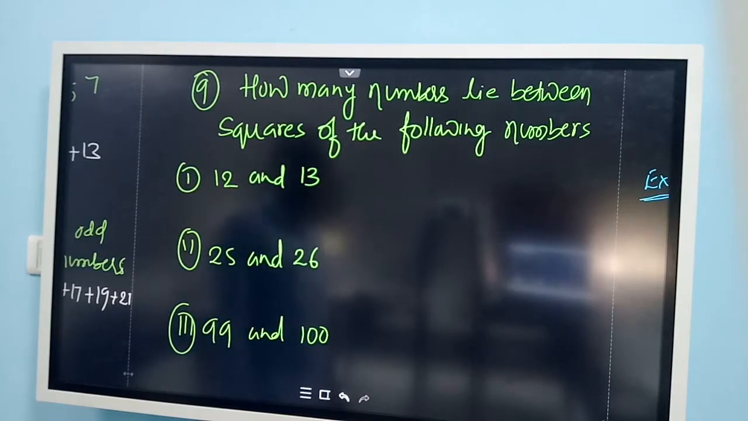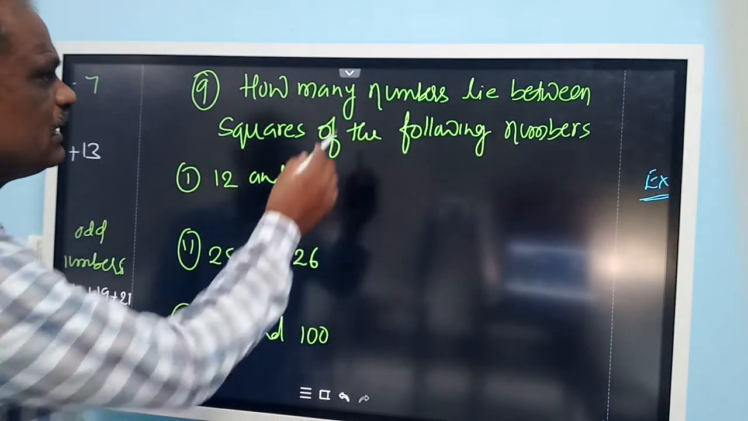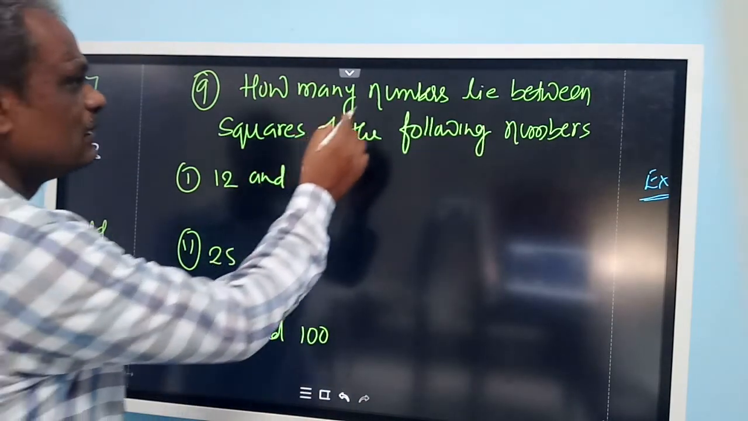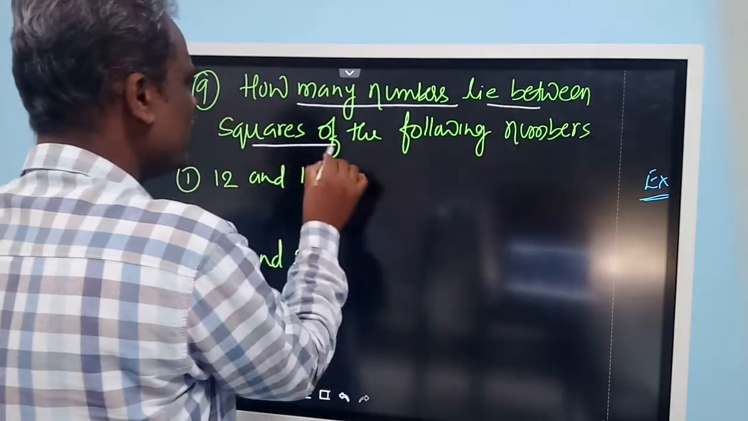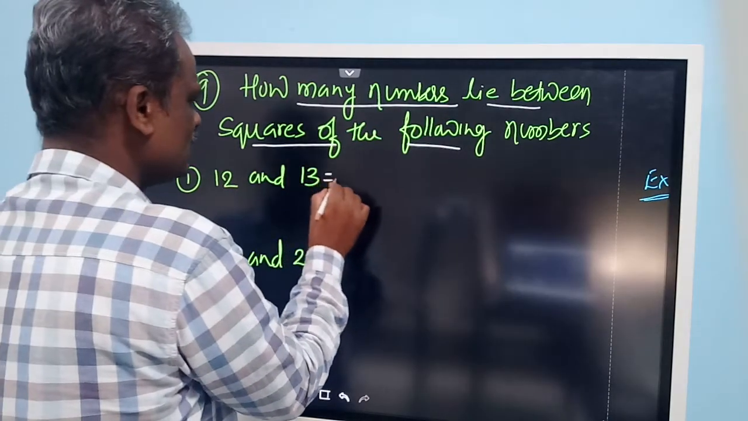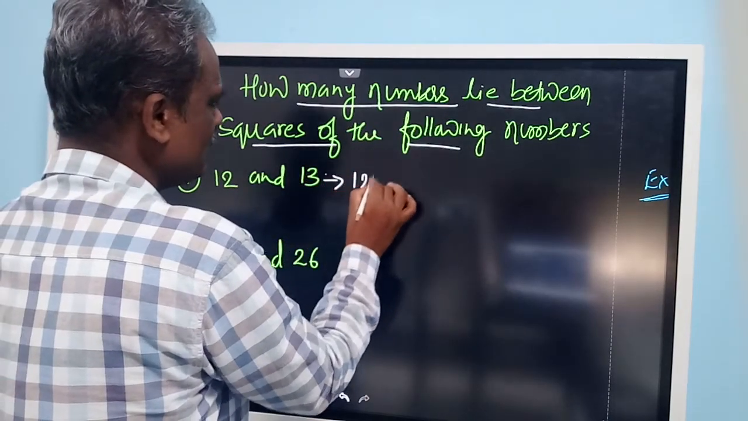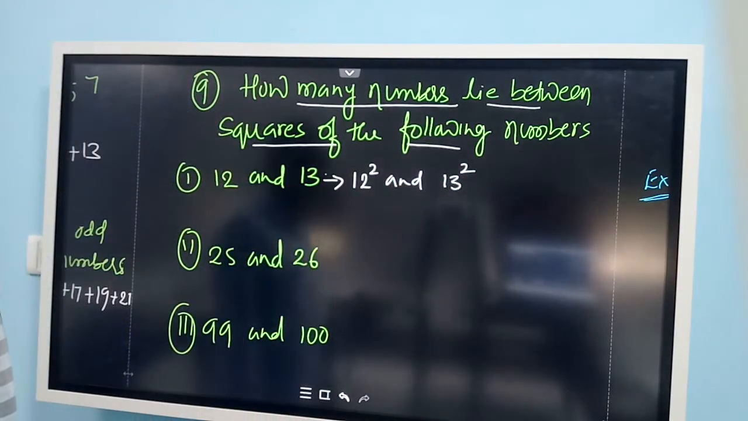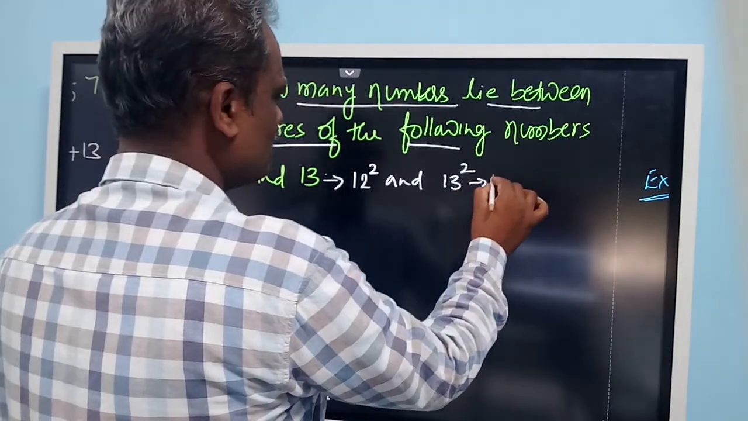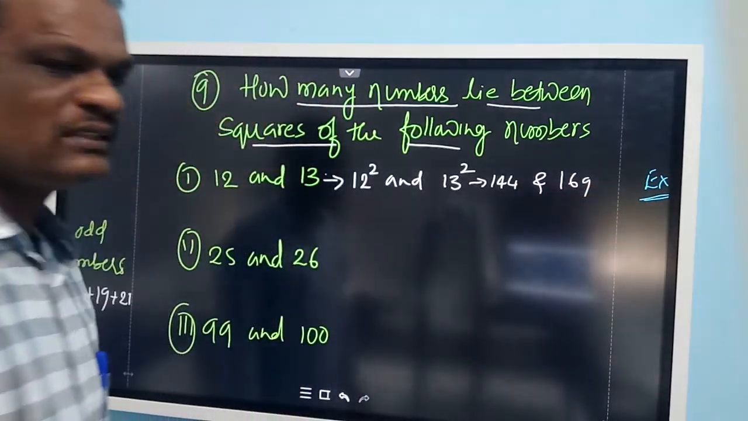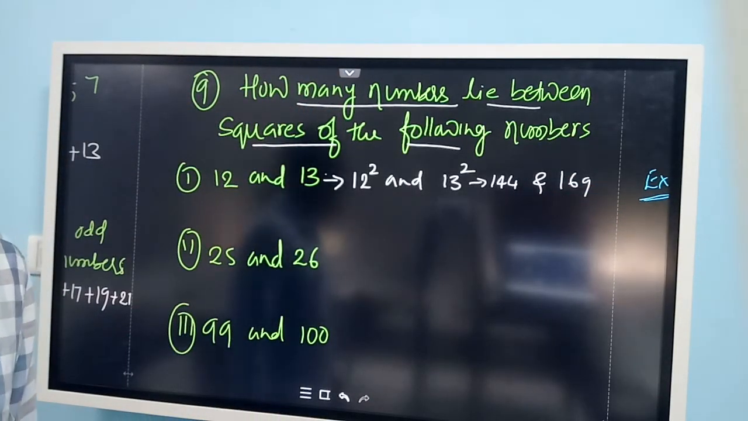Now come to this ninth one. How many numbers lie between the squares of the following numbers? Between 12 square and 13 square. How many numbers? Between 12 square and 13 square means between 144 and 169. There is a formula to find out the 2n non-perfect square numbers.